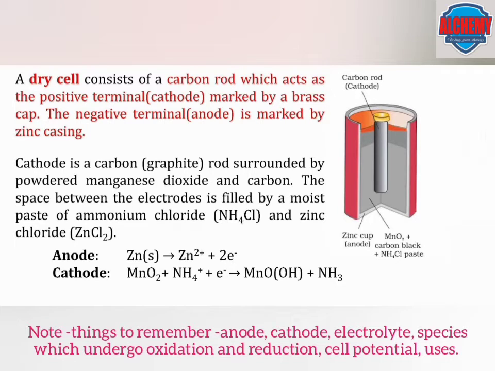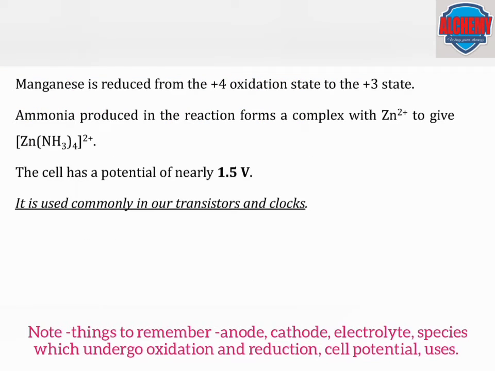The half reactions, that is oxidation and reduction, taking place at the anode and cathode are given here. The zinc undergoes oxidation and forms Zn2+ and 2 electrons. These 2 electrons are then accepted by the manganese, which gets reduced from +4 to +2 oxidation state. The ammonia produced in the reaction forms a complex with Zn2+. The cell has a potential of nearly 1.5 volt. It is used commonly in our transistors and clocks.